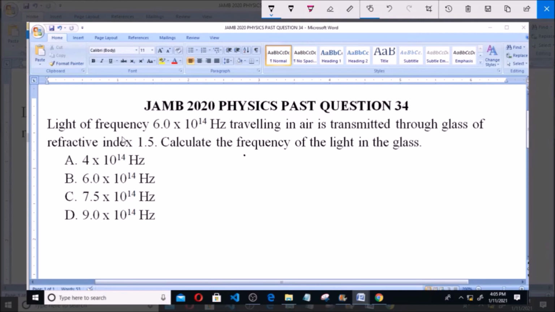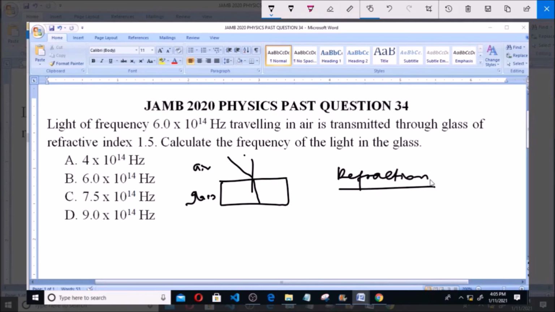Now, when a ray of light travels from air to glass, for instance, let's assume we have a glass like this, and a ray of light, and let's assume this is the normal. This is air and this is glass. Because the light is traveling from a less dense medium, which is the air, to a denser medium, which is the glass, the light will be refracted towards the normal, which is called refraction. Refraction is defined as a change in direction or change in velocity of the light wave.